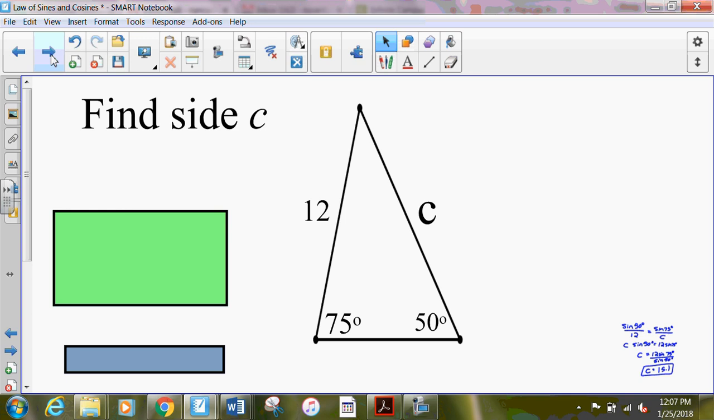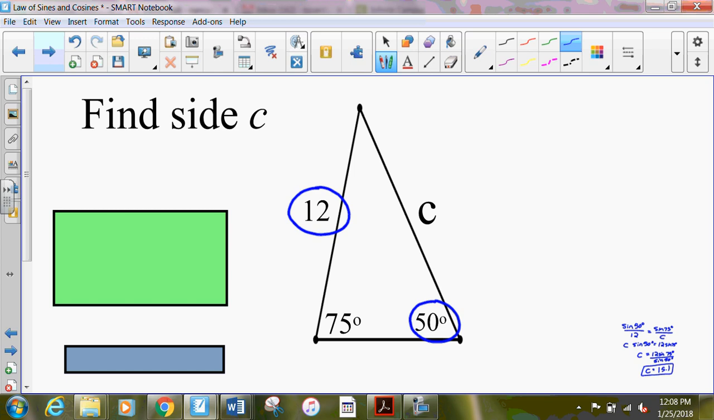So we can't use the Pythagorean theorem. We can't use our right triangle trig using the acronym SOHCAHTOA. So what can we use? Well, right here, I'm going to notice that they give me an angle and the length of the side that's opposite my angle. Whenever I'm given this, I can use what's called the law of sines.